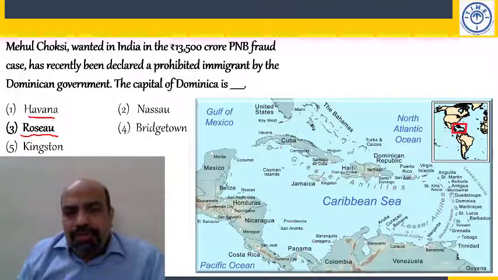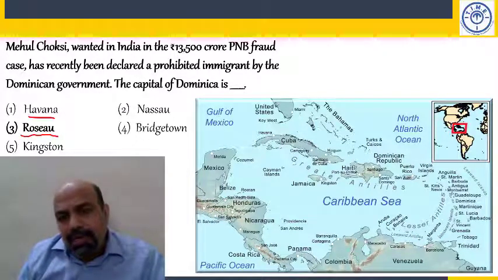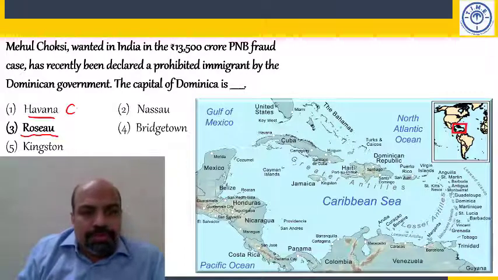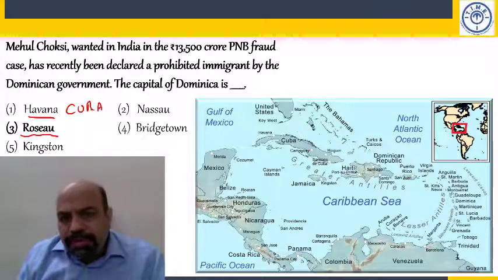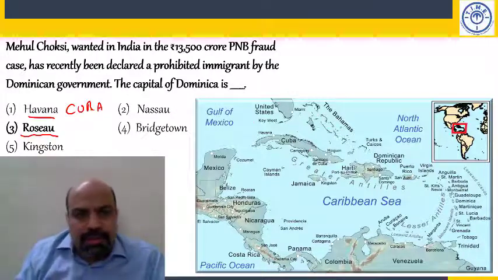Havana is the capital of this place called Cuba. You see this Cuba island? Yeah, Cuba. Nassau is the capital of this place called Bahamas. You see this, Bahamas.